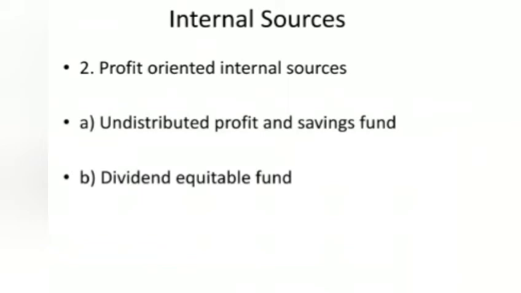So in the year when the business earns huge profit, the company keeps aside small portion from the net profit as dividend equitable fund, which can be used to pay the dividend also in the year when business earns insufficient profit. By this way, fund gives the business ability to pay dividend on regular basis.